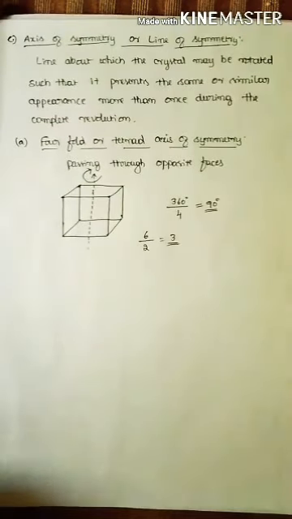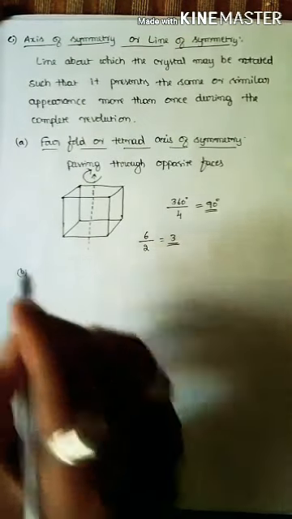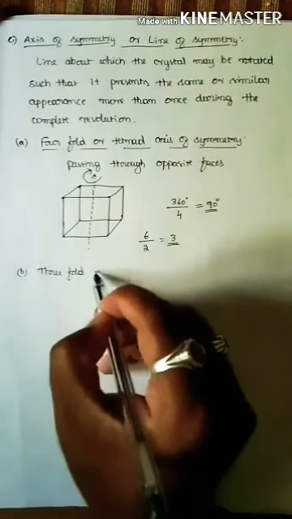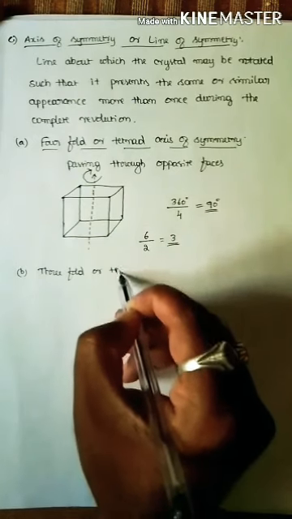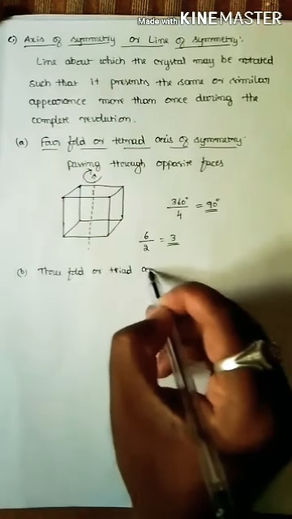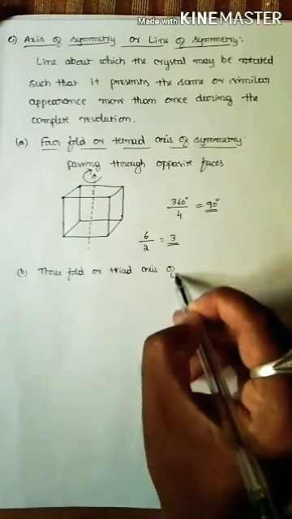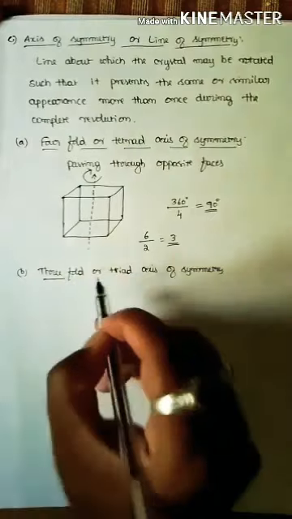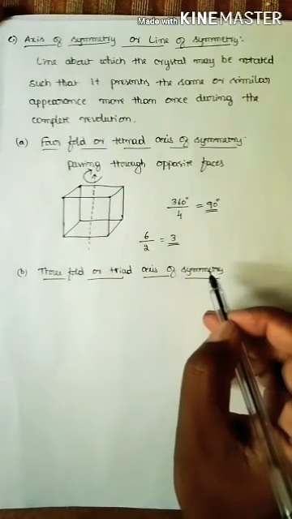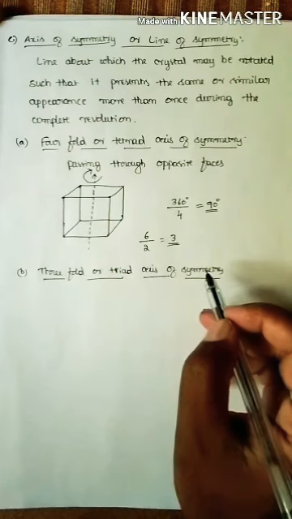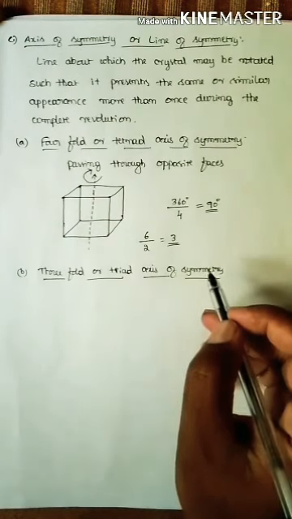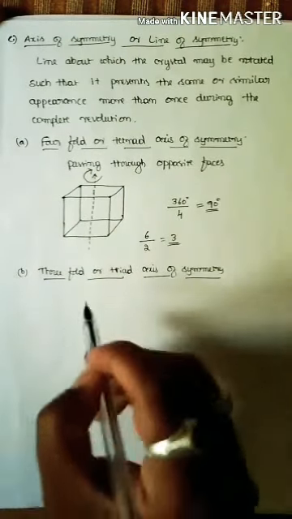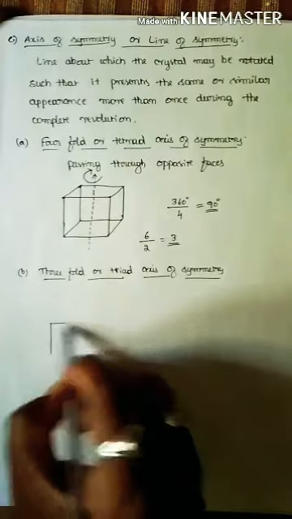And secondly, we shall go with the second type of axis of symmetry called the threefold axis of symmetry, which is also called the triad axis of symmetry. That means about this axis, when you rotate the crystal system, after the 3rd rotation, the crystal presents the original appearance, and that we shall see in the crystal.